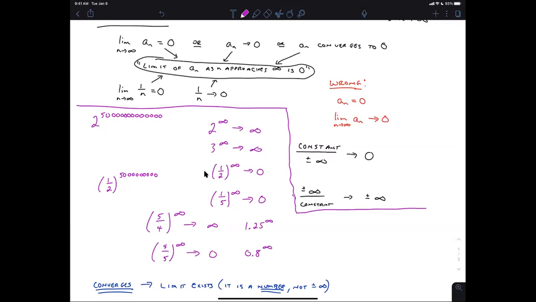What do you guys think? It goes to infinity if it's bigger than 1. It goes to infinity if the base is bigger than 1, and it goes to 0 if the base is between 0 and 1. Does that make sense to everybody?